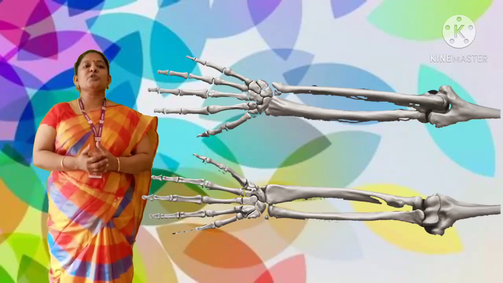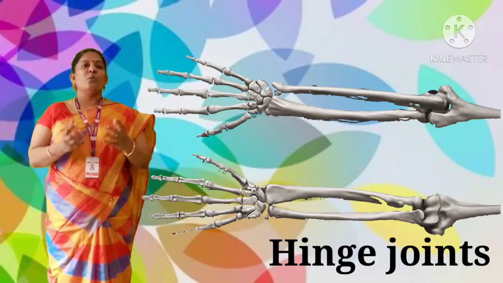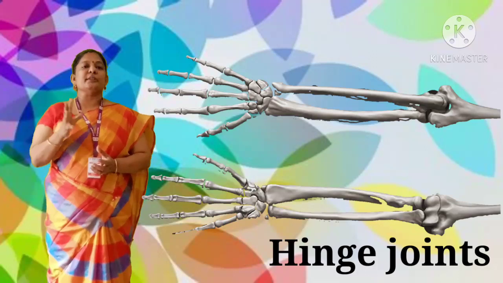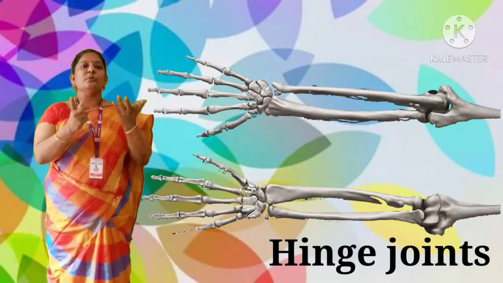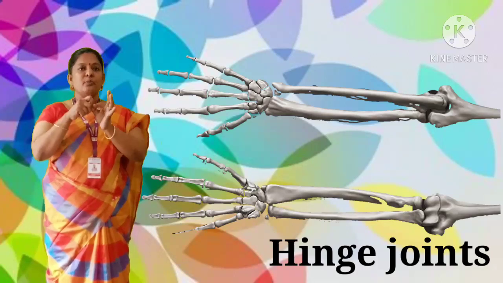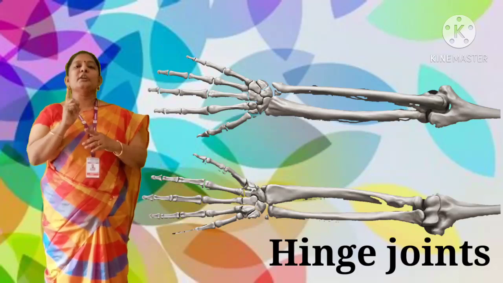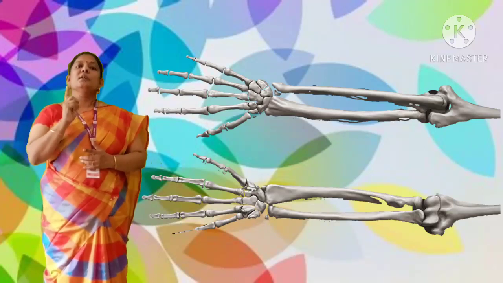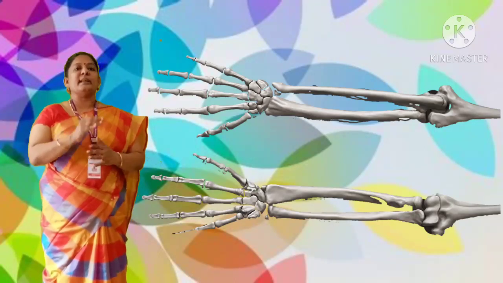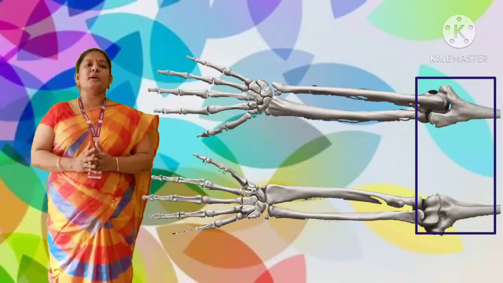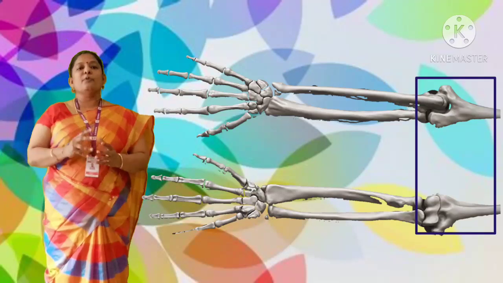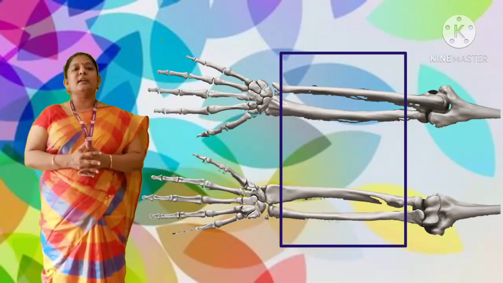All these bones are joined by hinge joints. What's the name of the joint? Hinge joint, which allows the limb to move only in one direction. Can you move backward? It is not possible. But you can move front. So hinge joint allows movement in one direction, not at the back side. So humerus makes up the upper arm and the forearm is made up of radius and ulna.